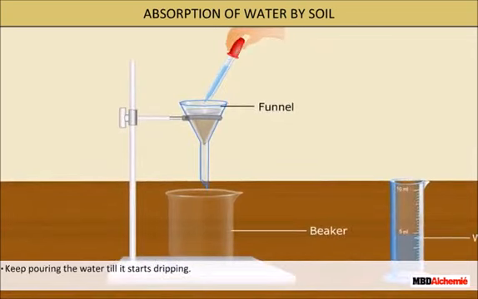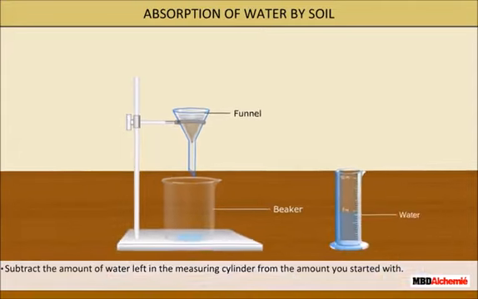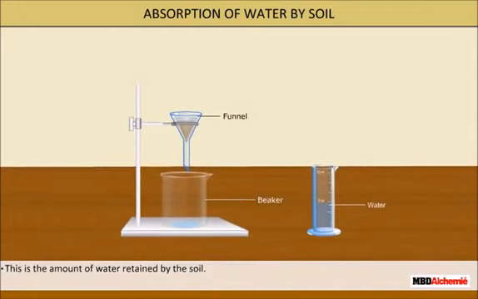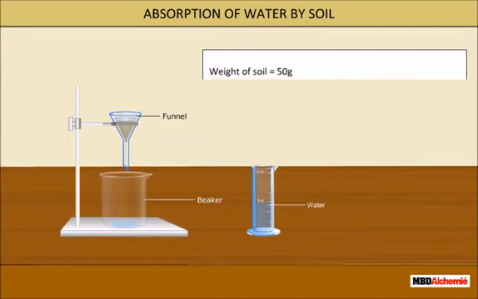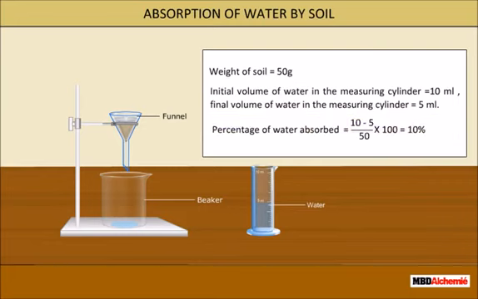Keep pouring the water till it starts dripping. Subtract the amount of water left in the measuring cylinder from the amount you started with. This is the amount of water retained by the soil. Calculate the weight of soil after it has absorbed the water. Weight of soil is equal to 50 grams. Initial volume of water in the measuring cylinder is equal to 10 milliliters. Final volume of water in the measuring cylinder is equal to 5 milliliters. Percentage of water absorbed is equal to (10 minus 5) upon 50 into 100, which is equal to 10%.